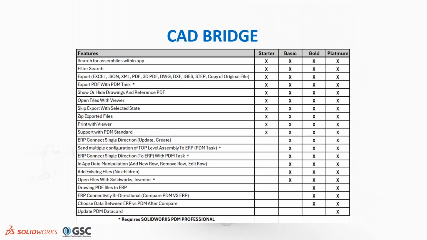Let's take a look at those levels. There's the starter package, which gets you the basic export and integration with ERP. Basic brings on some additional advanced functions, some of which require SOLIDWORKS PDM Professional to execute with the PDM task. And as I'd mentioned, our gold and platinum brings that level where we have bidirectional capability between PDM and ERP, where you can do compares and then also the updates to the data card in PDM.